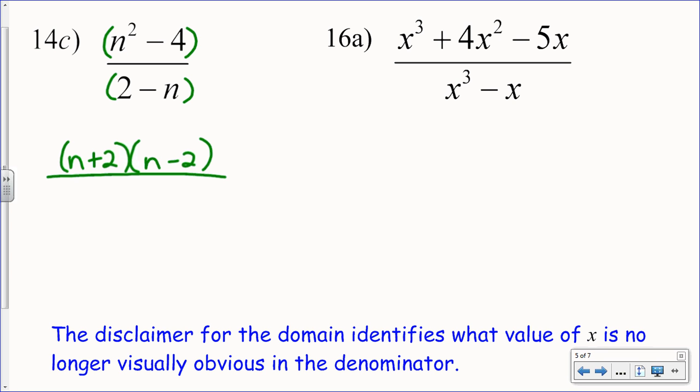Now in the denominator, I don't have a common factor. I can't really factor that. The only thing I'm going to do is rearrange the order to put the n first. So I'm going to write that as negative n plus 2.